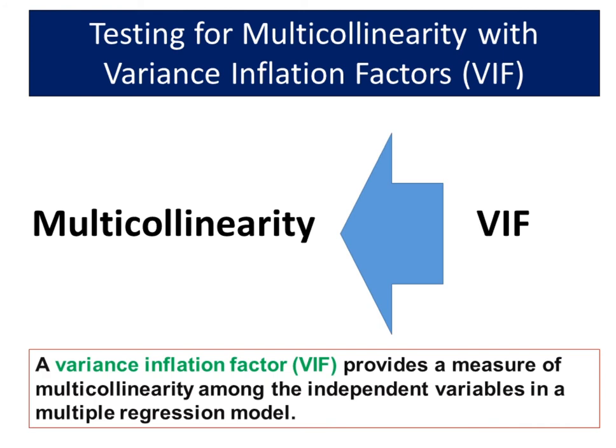A variance inflation factor (VIF) provides a measure of multicollinearity among the independent variables in a multiple regression model. Detecting multicollinearity is important because, while multicollinearity does not reduce the explanatory power of the model, it does reduce the statistical significance of the independent variables.